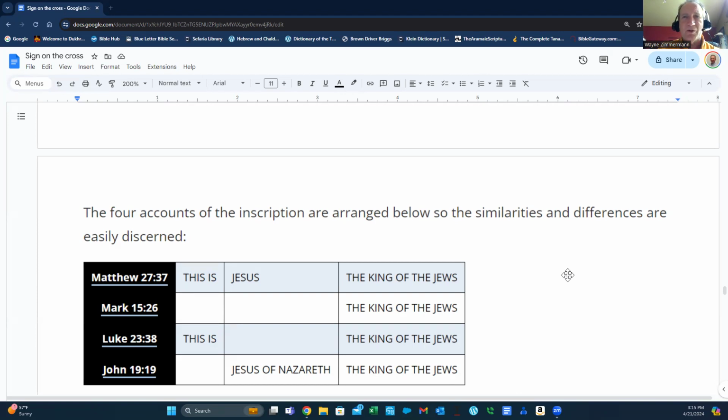So we have some differences. The consistent part is the King of the Jews. That's consistent. Everybody got that the same. But then the other parts of it are Jesus, Jesus of Nazareth, or "this is." What does this all mean, and what could be the reasons why there are some differences here? So that's where we're going to go. Again, we're going to start looking at some of the other languages.